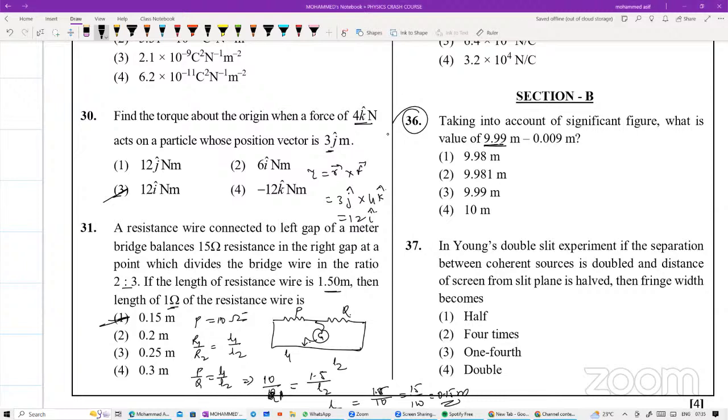तीन सिग्निफिकेंट में आपको आंसर लिखना है. 9.98, very good. क्योंकि पॉइंट के बाद यहाँ पर दो है बेटा, यहाँ पर पॉइंट के बाद तीन है, डेसिमल के बाद. So that case should be taken.